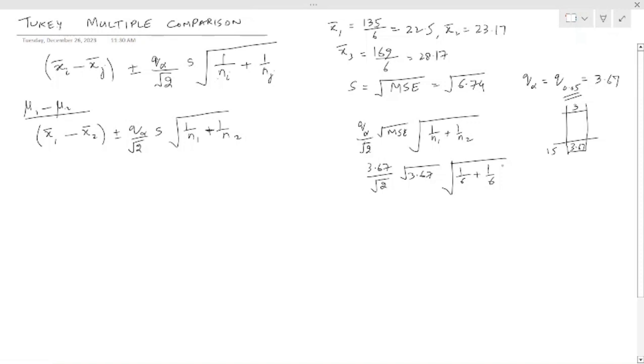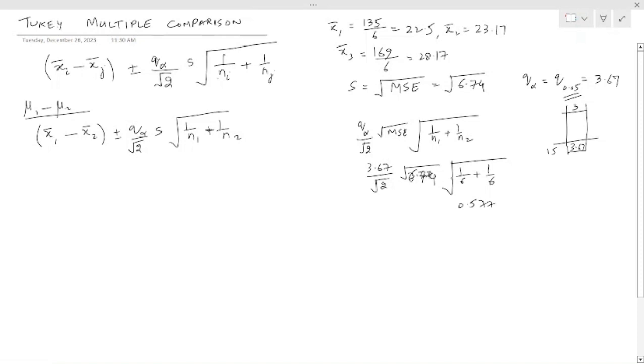That's 0.577. So this factor is coming up 0.577. Multiply this answer by square root of MSE, which is 6.74. Sorry, it's square root of MSE is 6.74. Make a correction over here, please.